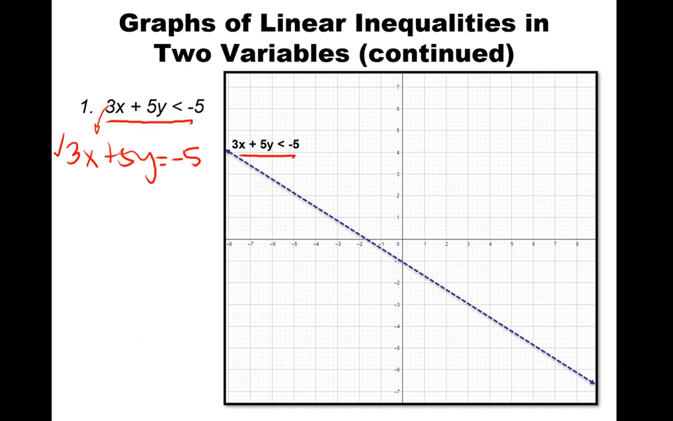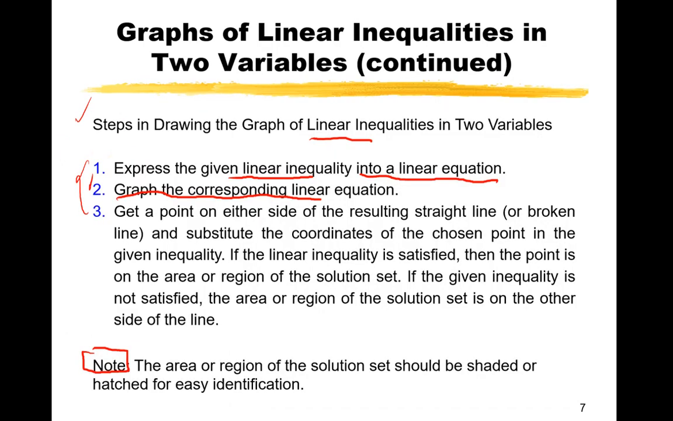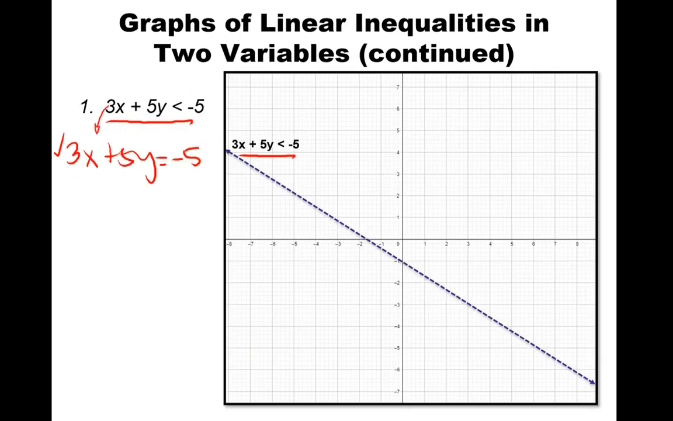What's the next step after graphing? Our final step is, step 3 says here, get a point on either side of the resulting straight line and substitute the coordinates of the chosen point in the given inequality. If the linear inequality is satisfied, then the point is on the area or region of the solution set. If the given inequality is not satisfied, then nasa kabila daw yung ating solution set. Well, that's quite a handful of words. Punta na lang natin sa example na to.